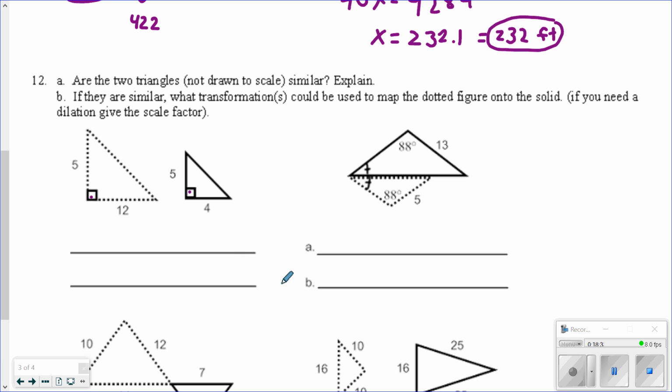So now I need to compare my sides and see if my fractions are the same. And right away, we can see that these are not going to be similar. Here I have 5 and 5. So if I divide those, 5 over 5, that means that my scale factor is equal to 1. My other ratio would be 12 over 4. 12 over 4 is not equal to 1. It's equal to 3. So those are not the same. So right away, no, they are not similar.